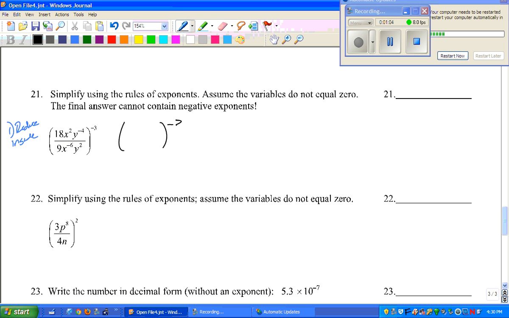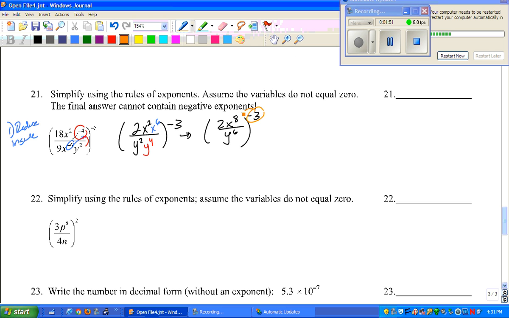So we know that everything is to the negative third power. Now, 18 divided by 9 is 2. X squared, and then we're going to move x to the negative 6 up, so that now it's positive. Okay? Now, on the bottom, we still have the y squared, but then we moved y to the 4th. Okay? Now, we can simplify one more time: 2x to the 8th, y to the 6th.